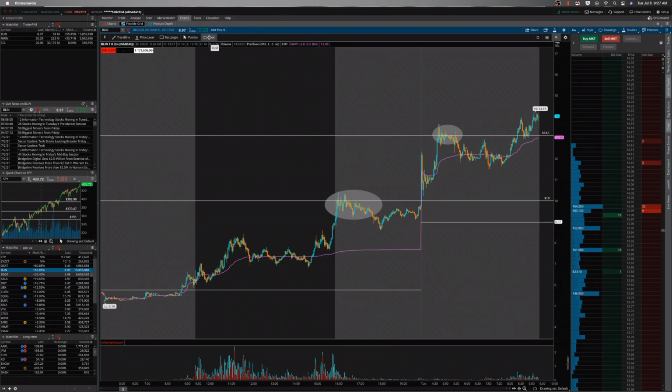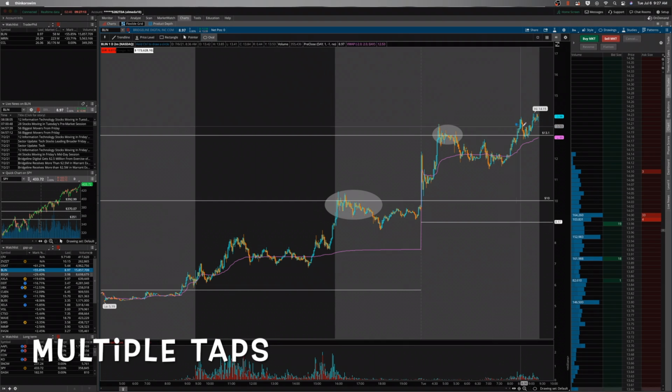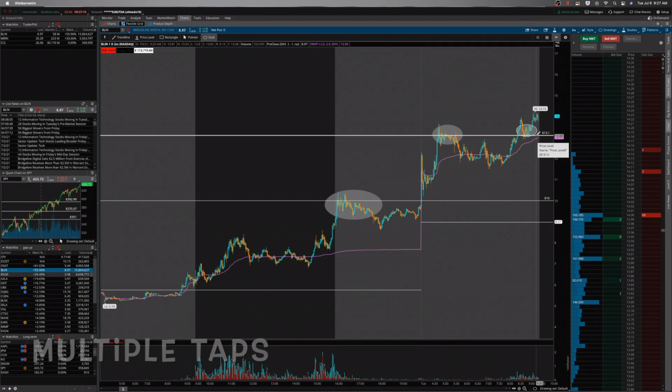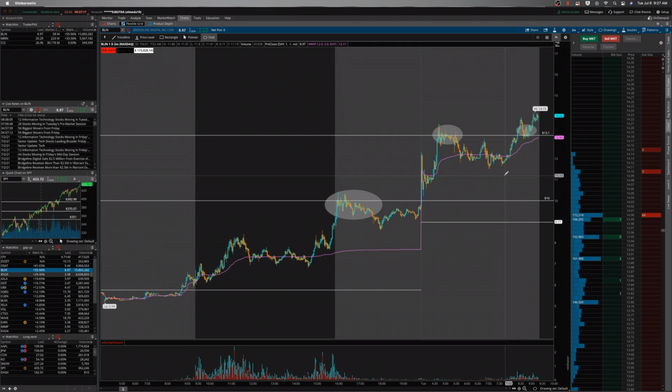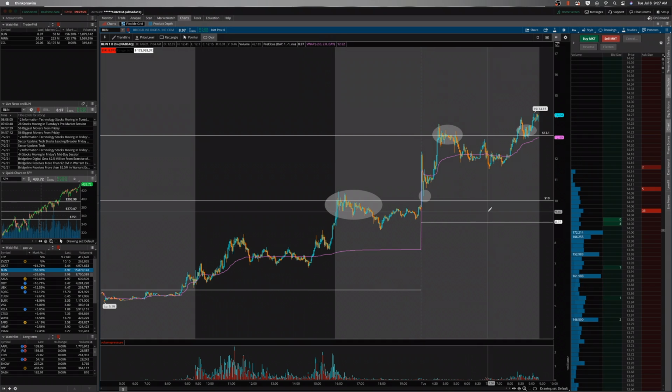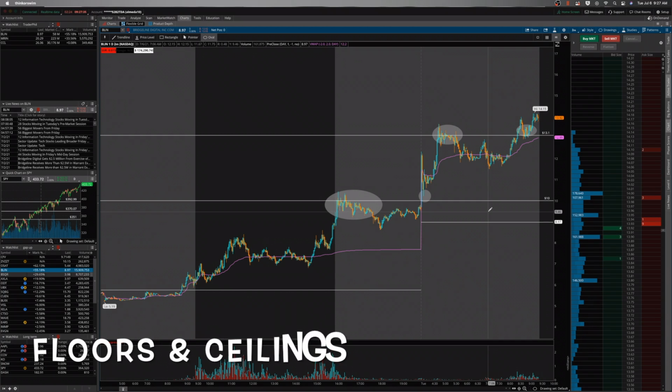And not only do we have consolidation, we have a tap. So we have a tap right here. We almost get a tap right here. So now we've got two taps and two consolidations. Now let's find, where do we look for old lines become new lines?